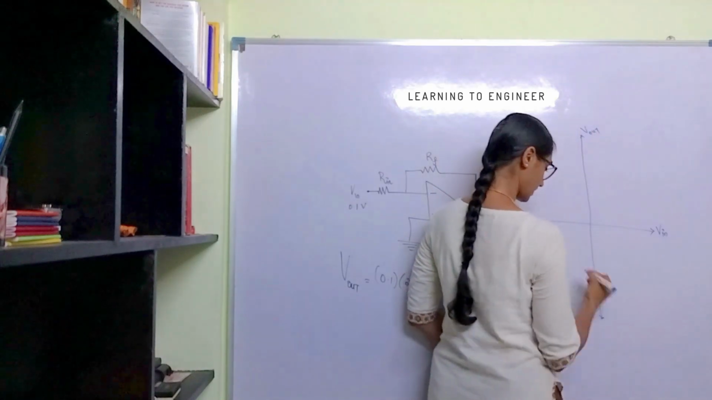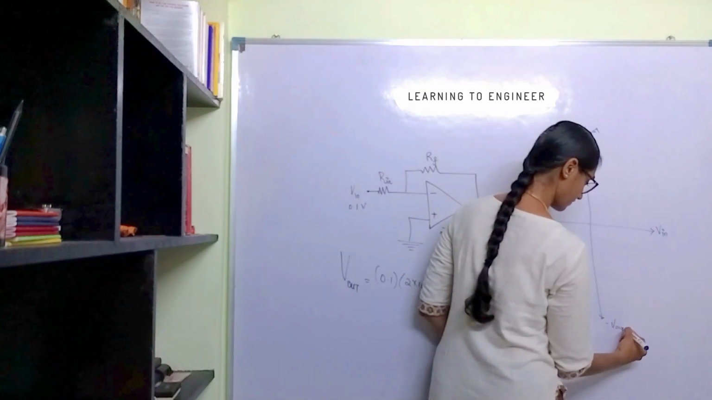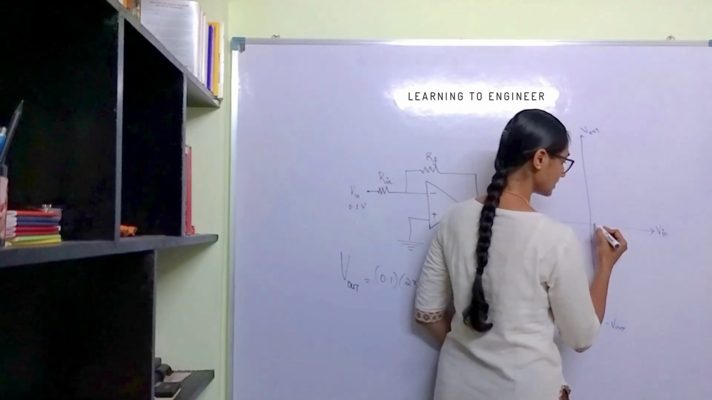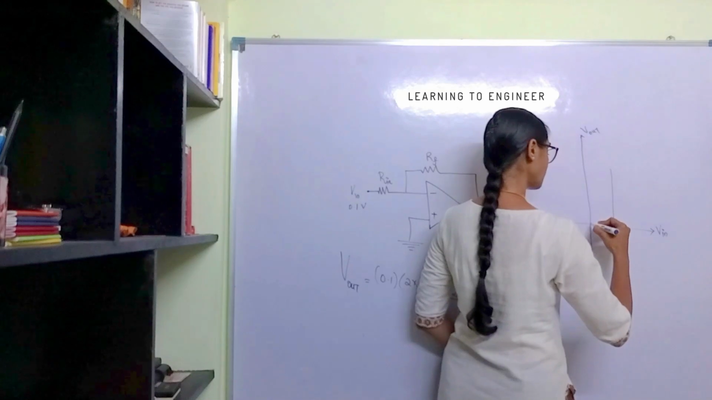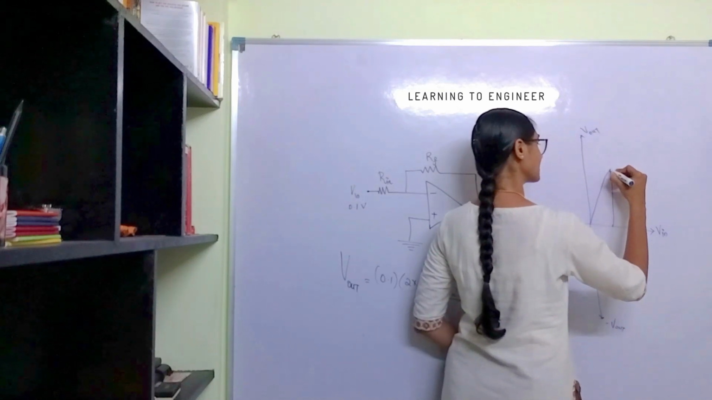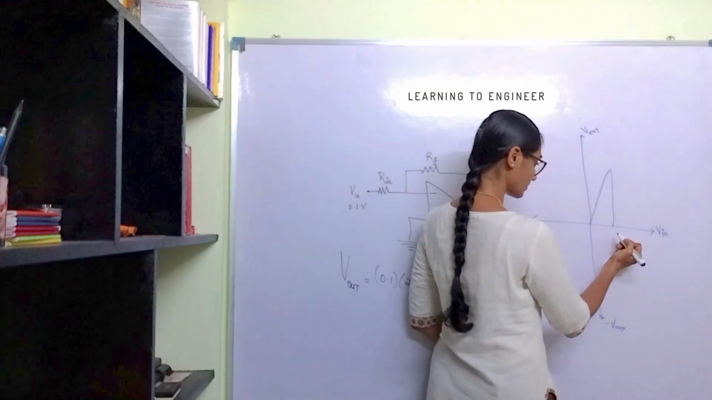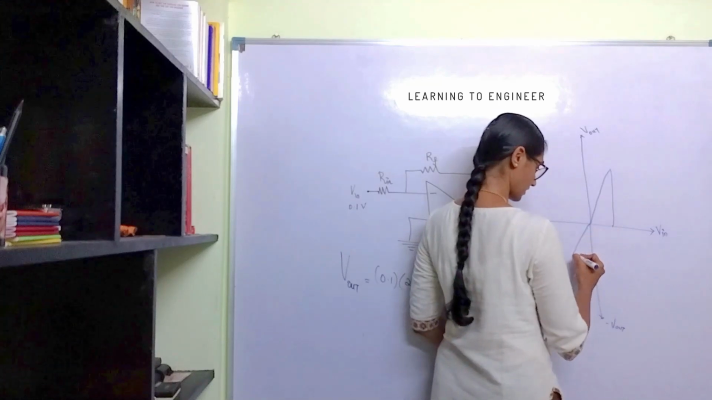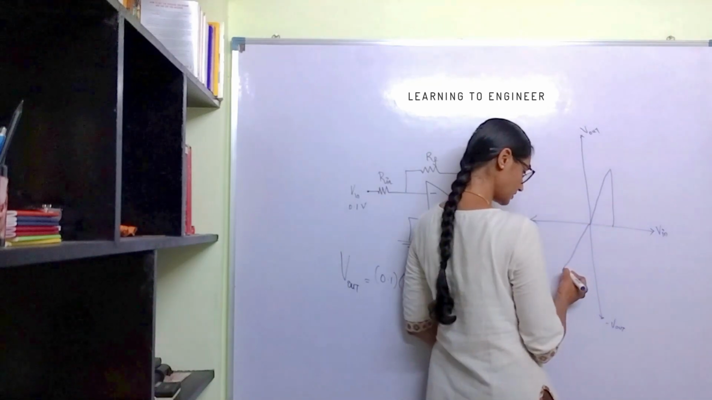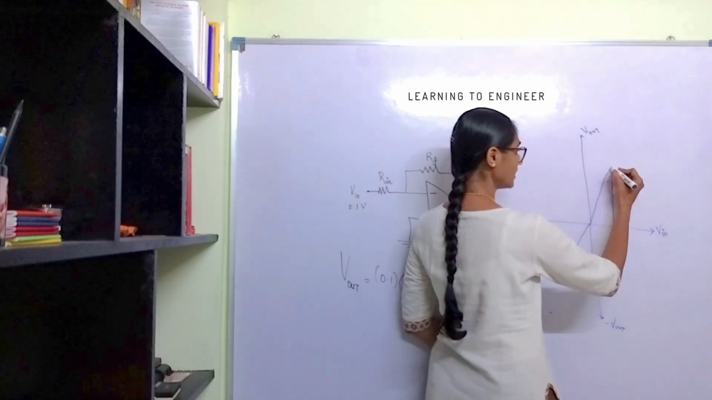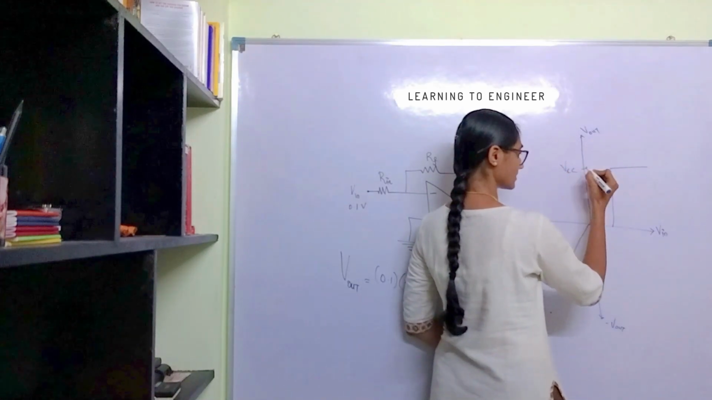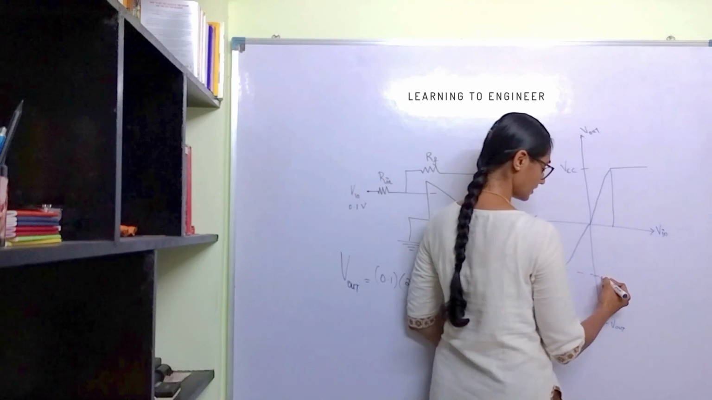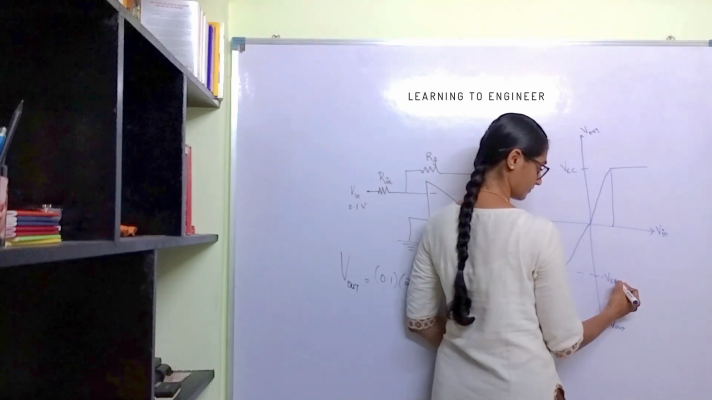Minus V in and this is minus V out. As we increase the input, up to a certain point, the output will be increasing linearly. It's the same for the positive as well as for the negative. And after this point, it will be saturated at the same level of output. This will be plus VCC and this will be minus VEE.